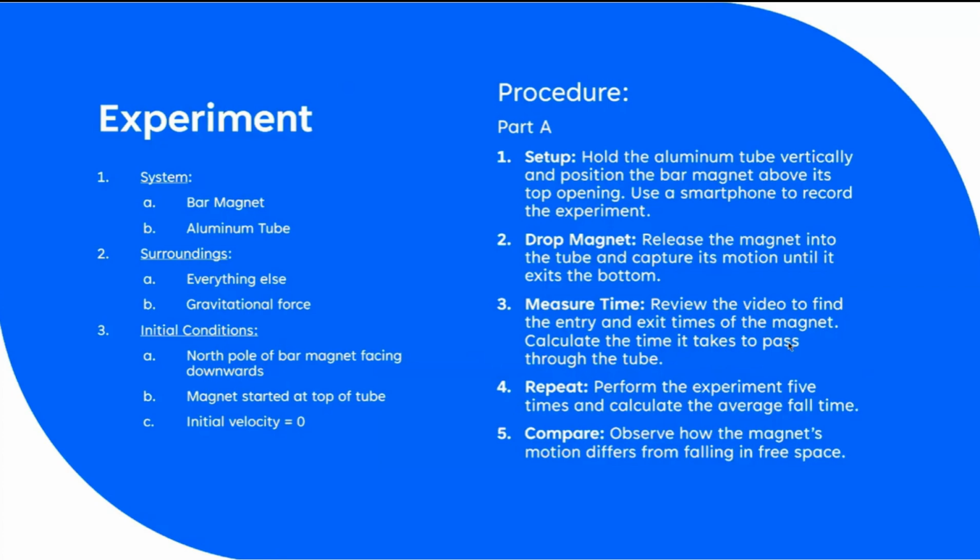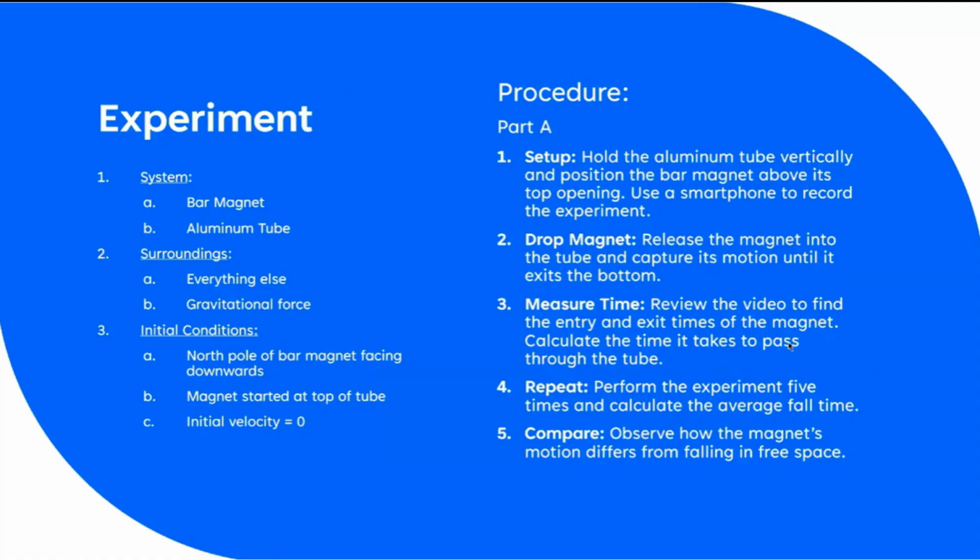Our procedure, for the setup: we held the aluminum tube vertically and positioned the bar magnet above its top opening. We used a smartphone to record the experiment, and then we dropped the magnet. We released the magnet into the tube and captured its motion until it exited the bottom, and then we measured the time. You can review the video to find the entry and exit times of the magnet, and we calculated the time that it took to pass through the tube.